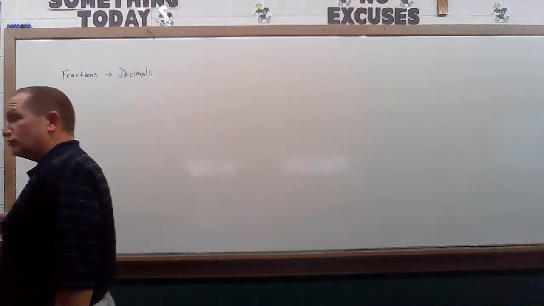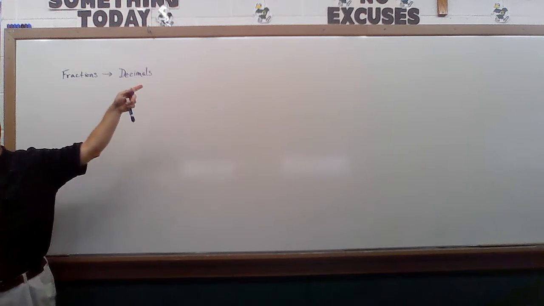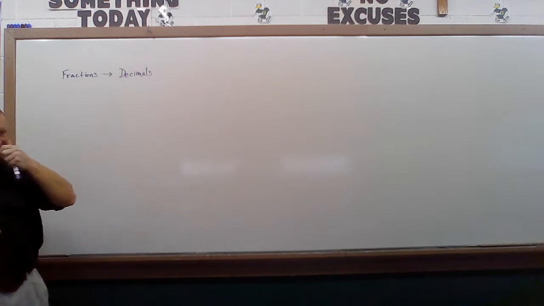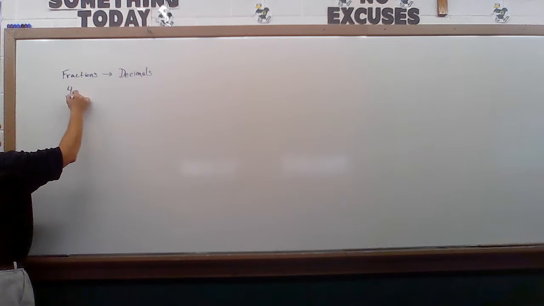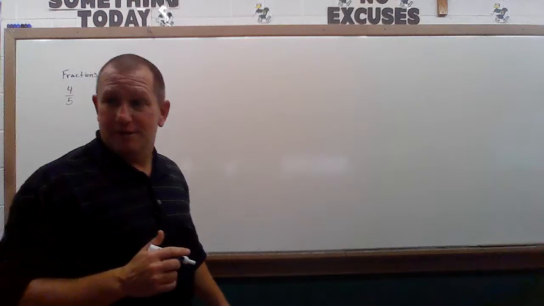Move it 2 places to the right. Really? Move what? The top number 2 places over. No. Decimal to the right 2 places. Well, we're starting with a fraction. How do I take a fraction and turn it into a decimal? If I have 4 over 5, how do I turn that into a decimal?